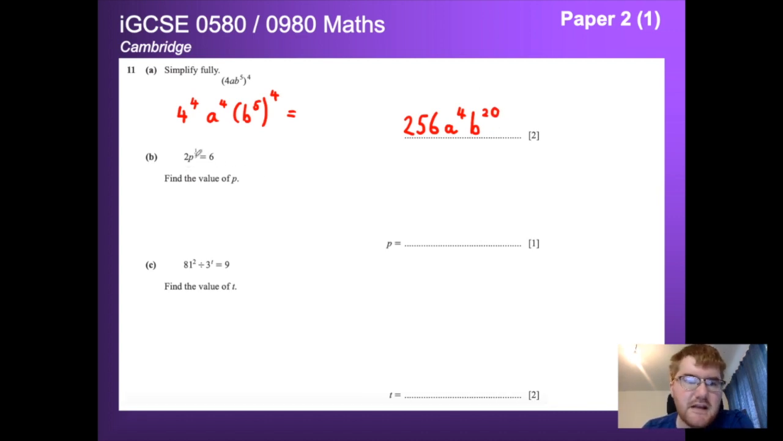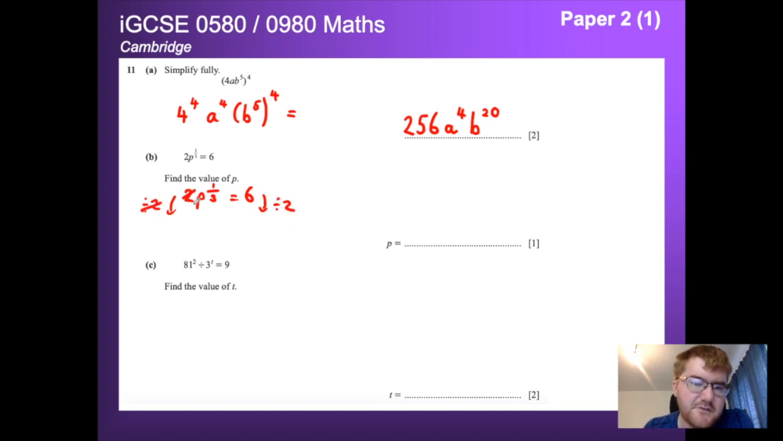And the next question here, we need to find the value of p. So we have 2p to the power of a third equals 6. So we treat this like a normal equation. What I mean by that is, we have 2p to the power of a third. We want to get the p on its own. So what's the opposite of timesing by 2? Well, let's start with dividing by 2 on both sides.